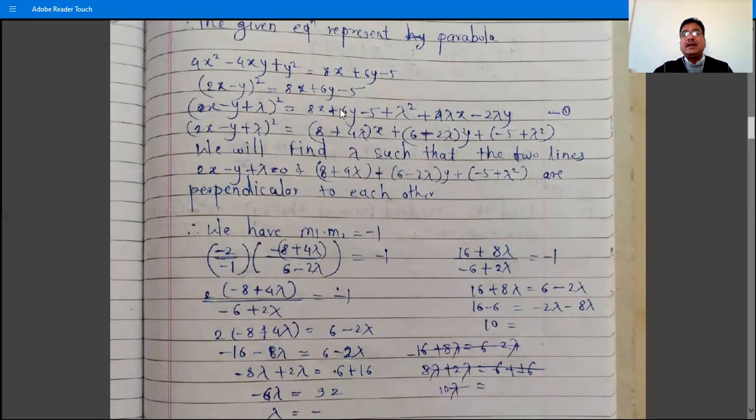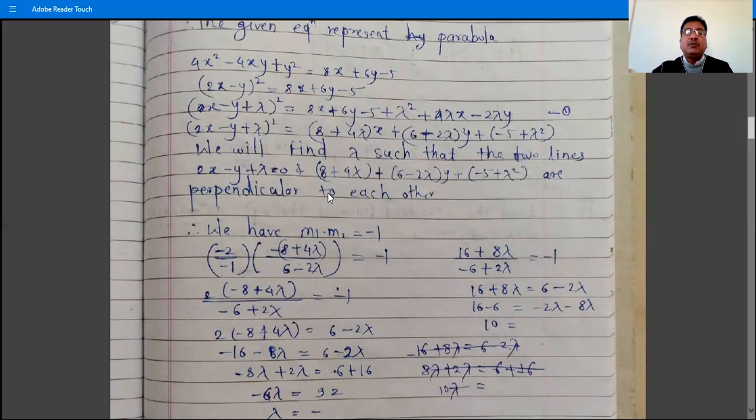Now collect the coefficients of x and y. So 8x and plus 4λx gives (8 + 4λ)x, then (6 − 2λ)y, and the constant term is −5 + λ^2. So we will find lambda such that the two lines, one line 2x − y + λ = 0 and another line (8 + 4λ)x + (6 − 2λ)y + (−5 + λ^2) = 0, are perpendicular to each other.